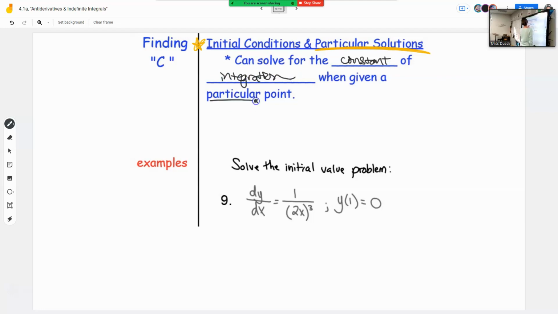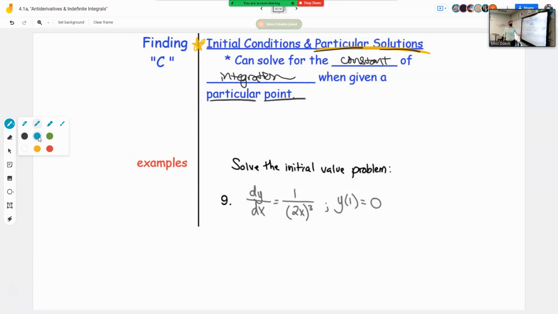When given a particular point, we can have a particular solution. But wait a minute, did anybody see anything in homework where they weren't even given an integral sign? Did any of your problems in homework not even give you integral signs? Like, where's the integral in number 9? So let's talk about what this means.